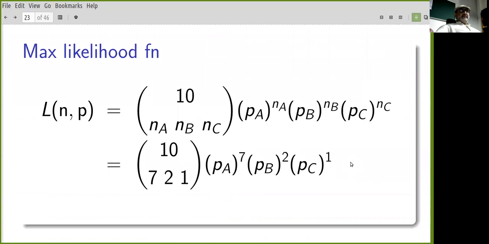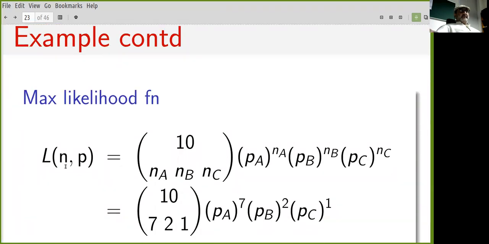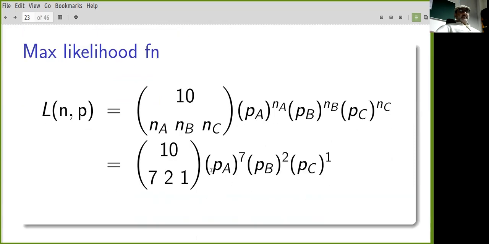So the maximum likelihood function, L of NP, we said was 10 factorial over NA factorial, NB factorial, and NC factorial, PA to the NA, PB to the NB, PC to the NC. We got NA was 7, NB was 2, NC was 1. And so that would be N times PA to the 7 times PB to the 2 times PC to the 1, and P sub A, P sub B, and P sub C are unknown.